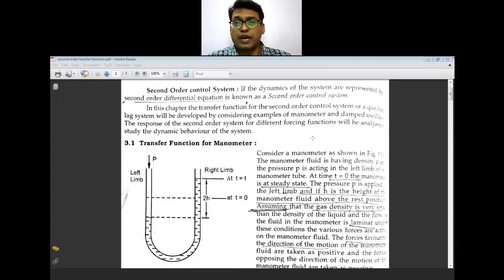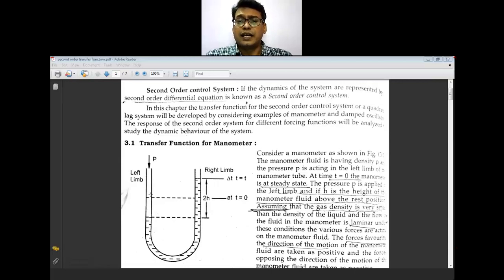So this is how the transfer function is achieved. It is similar to our first order systems, where you have to take the balance of that particular system, the force component balance. Now consider the manometer. All of you know this manometer. Two limbs are connected with a U bend, and the liquid is provided in it.